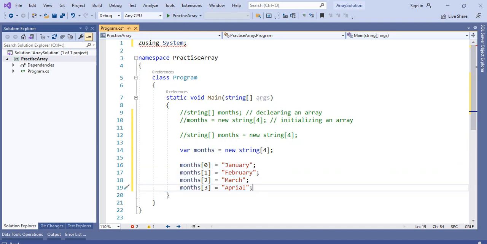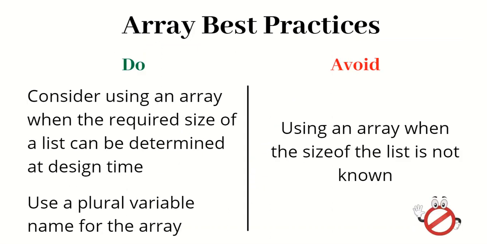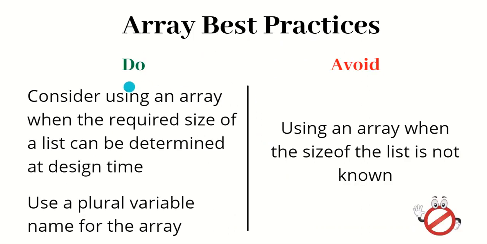So next, let's see what the best practices are for populating and initializing those arrays. The recommended way: consider using an array when the required size of a list can be determined at design time. Yeah, because arrays are fixed size, you know.